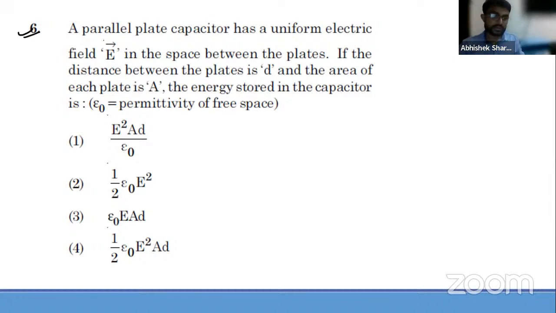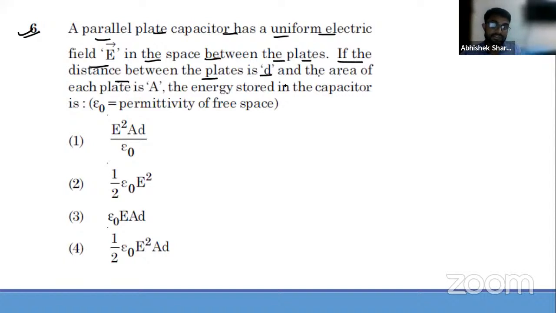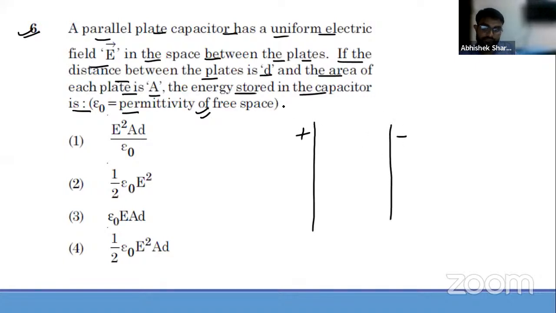Yeah. So here it's very simple. It says a parallel plate capacitor has a uniform electric field E in the space between the plates. Okay. If the distance between the plates is D and the area of each plate is capital A, the energy stored in the capacitor will be how much? They're asking this. Suppose this is our plate. Okay. This is the second plate. This is minus here.